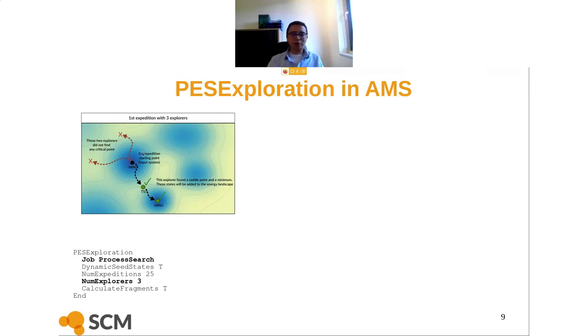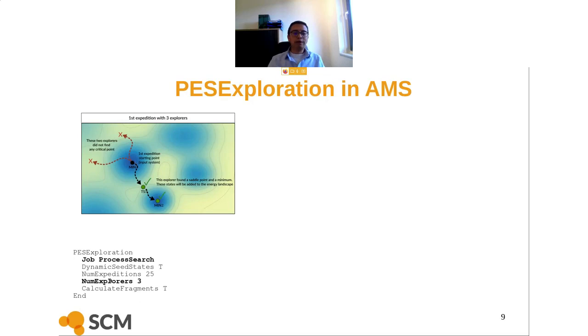Of course you don't know the energy landscape in advance, but the only thing that you know is this is a local minimum. So the first step is to use the dimer method from EON to climb up in the energy landscape, trying to find all possible transition states around or close to this local minimum.